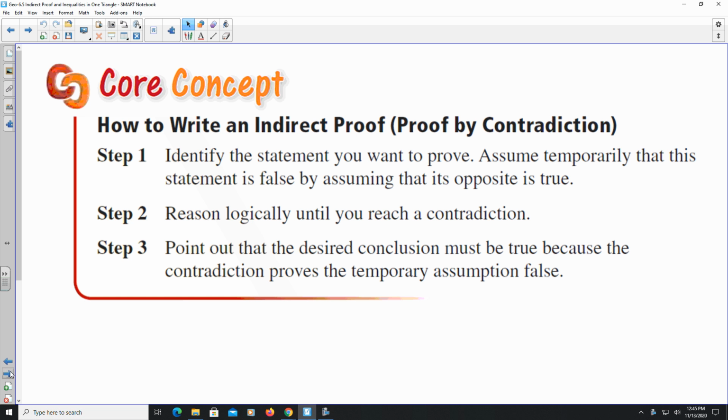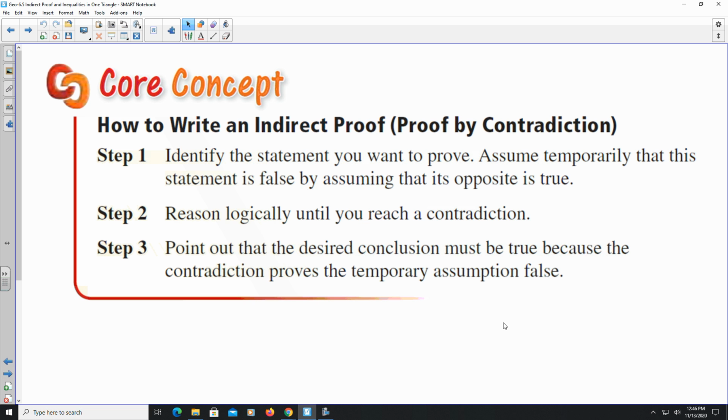So first off, let's look at indirect proofs. Here are the steps for an indirect proof. For the first step, identify the statement you want to prove. Once you've identified the statement, you're going to temporarily assume that that statement is false, assuming that its opposite is true. You're going to use logic to reach a contradiction, and then because of the contradiction, the conclusion must be true.